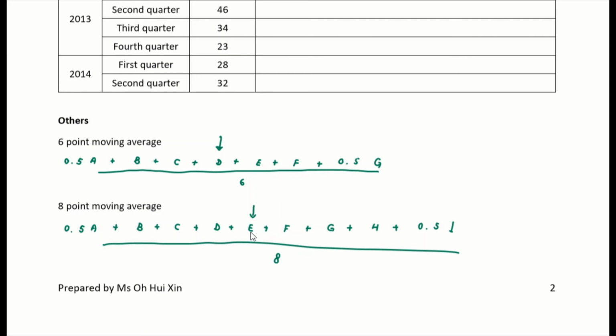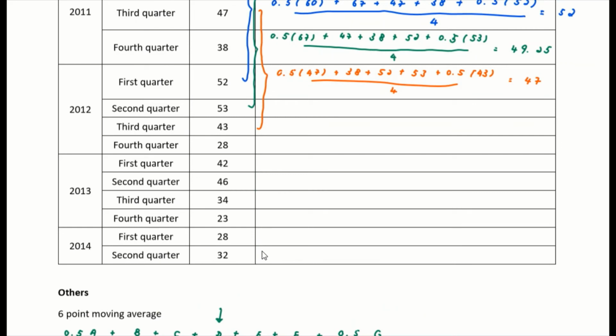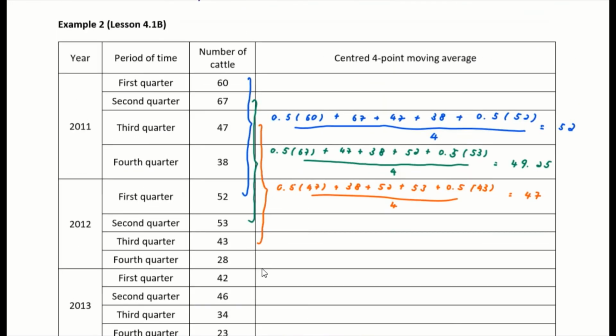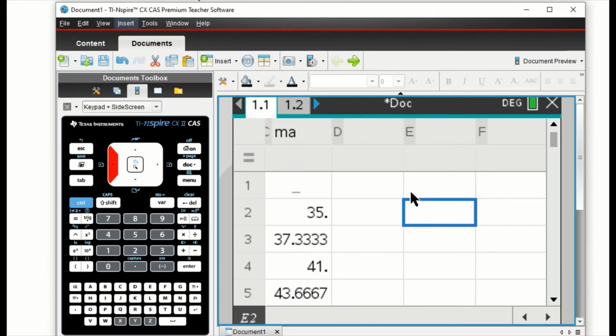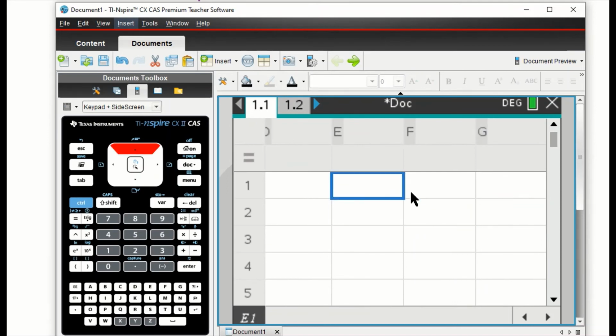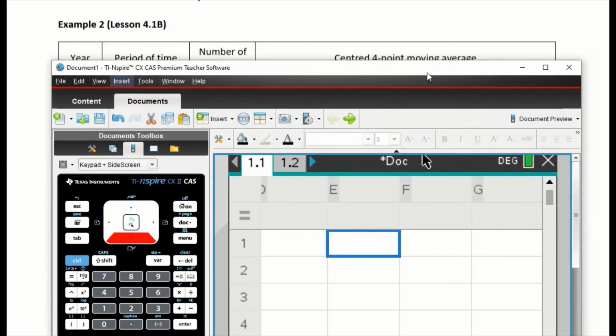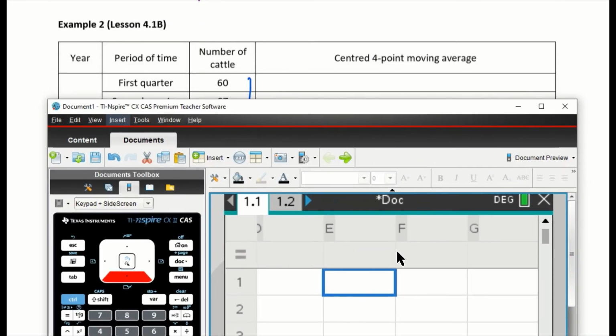Now let's go to the last part of our lesson, where we look at how to implement this centered 4-point moving average in our calculator. We are still using the same list and spreadsheet, so you don't really need to open another document. If you want, you also can. It depends on you. It's generally okay if you know how to assign everything.